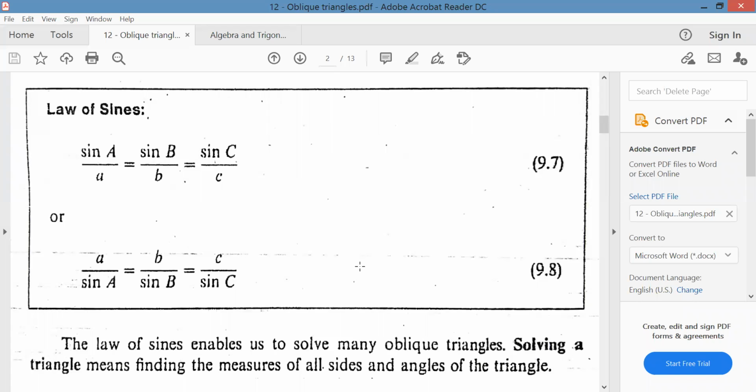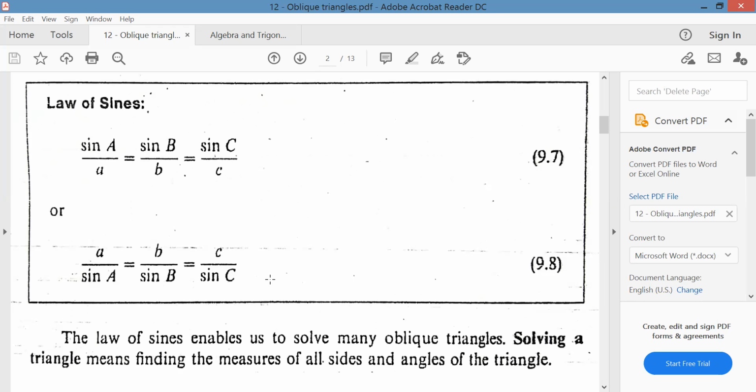So this is your sine law. Actually, this is a combination of three relations. If I take the second one, it's a combination of three relations. a over sine A equal to b over sine B. Or you can have this relation a over sine A equal to c over sine C. Or you can have this relation b upon sine B equal to c upon sine C. So this is actually an amalgamation of three relations.